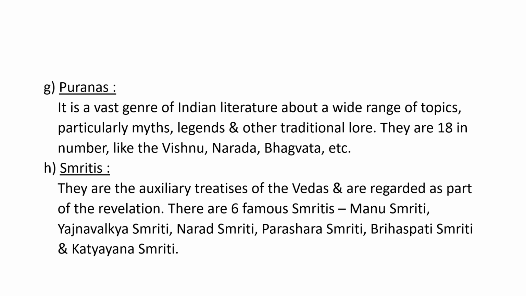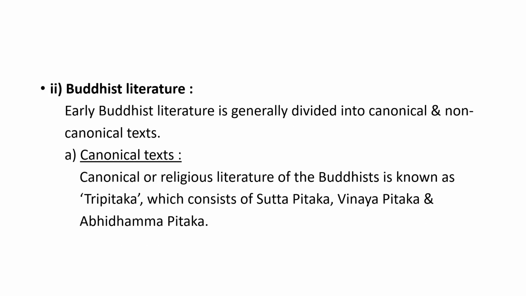Now we come to the Buddhist literature, which is generally divided into canonical and non-canonical texts. Now, what do we mean by canonical texts? Canonical texts are books which lay down the basic tenets and principles of a religion or sect. So, the canonical literature, the religious literature of the Buddhists, is known as Tripitak, or the three baskets, which consists of Sutta Pitak, Vinay Pitak, and Abhidhamma Pitak.